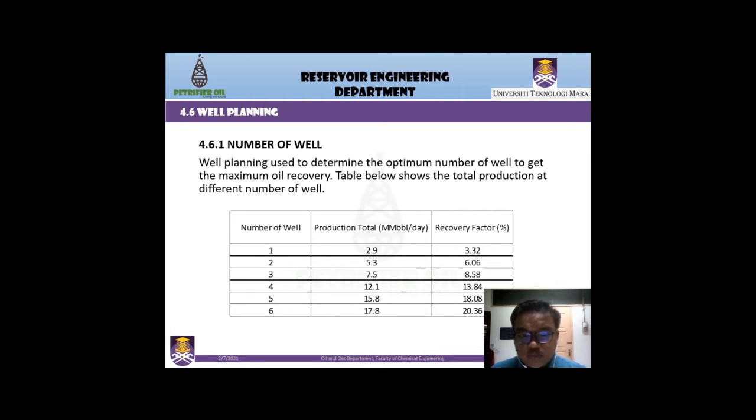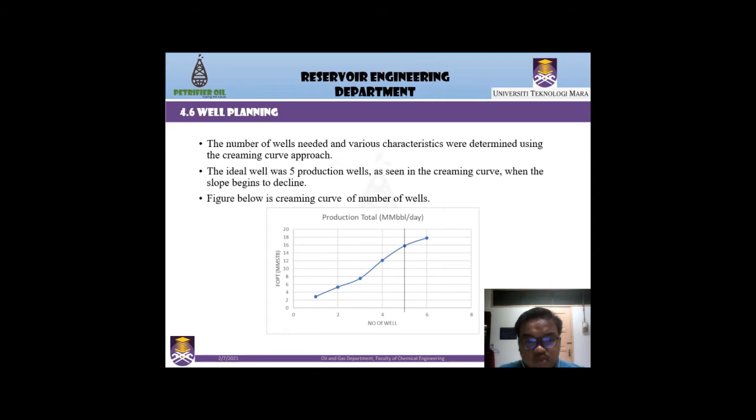From the total production that we gain from the number of wells, we can calculate the recovery factor from the total production divided by the start. This figure is a plateau curve of total production against number of wells. The number of wells needed and various characteristics were determined using the curve approach. From the figure, the ideal number was 5 production wells because the slope at 5 to 6 begins to decline.